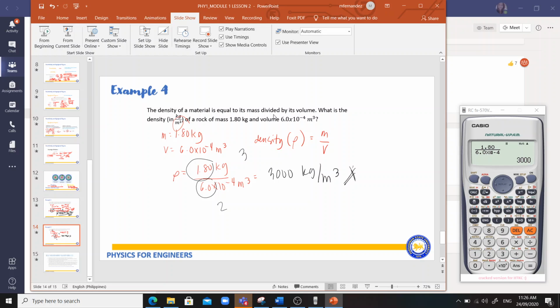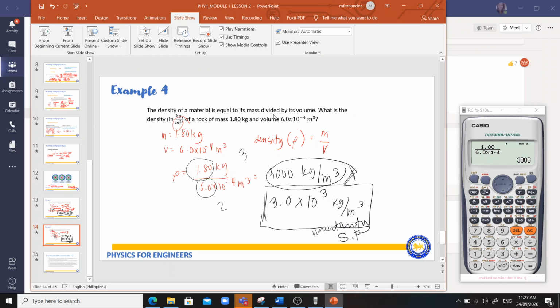Okay? Dapat, sundin mo yung process ng significant figure or yung ruling ng significant figure. Kailangan ko ng 2. So, 3.0 times 10 raised to 3 kilogram per meter cube. Ito talaga yung tamang sagot, kasi binibigay mo sa kanila yung tamang uncertainty at sumusunod ka sa ruling ng significant figure. Okay? Pag ito sagot mo, hindi ka nakinig kay mama. Okay? Next.